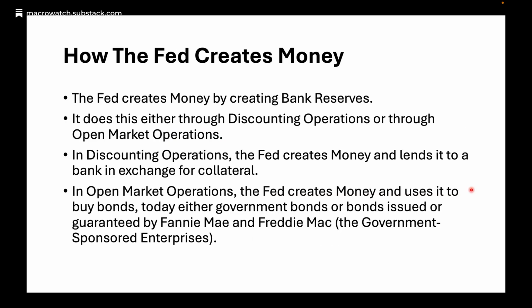The Fed creates money by creating bank reserves. It does this either through discounting operations or through open market operations. In discounting operations, the Fed creates money and lends it to a bank in exchange for collateral. In open market operations, the Fed creates money and uses it to buy bonds, either government bonds or bonds issued or guaranteed by Fannie Mae and Freddie Mac.